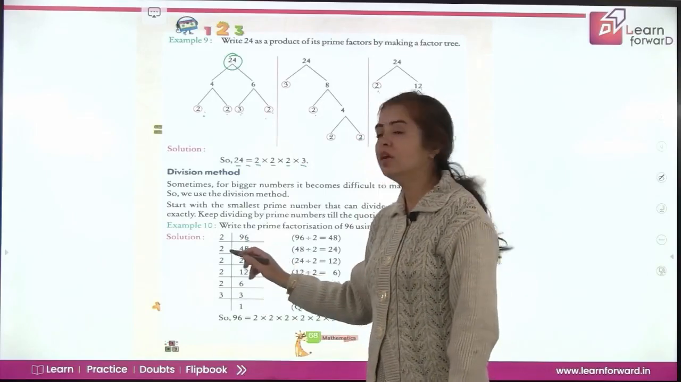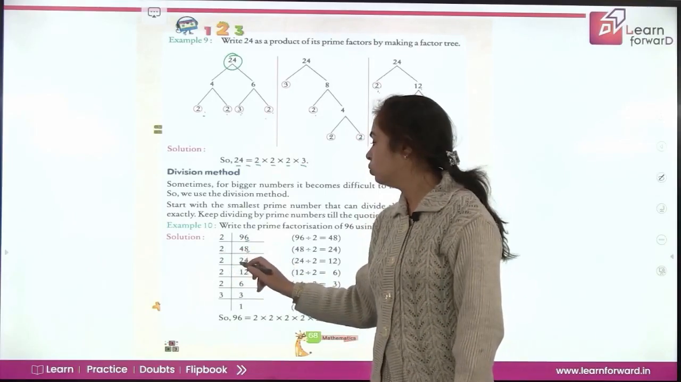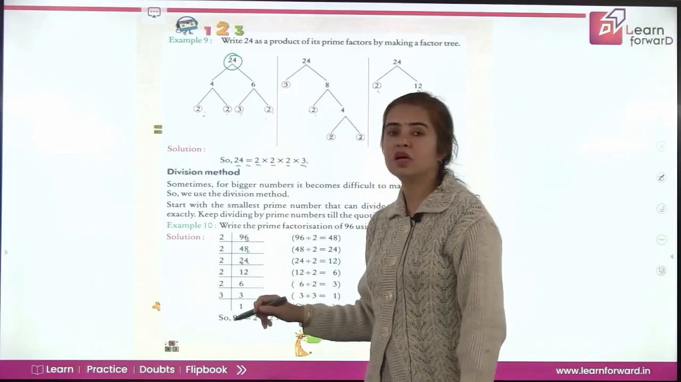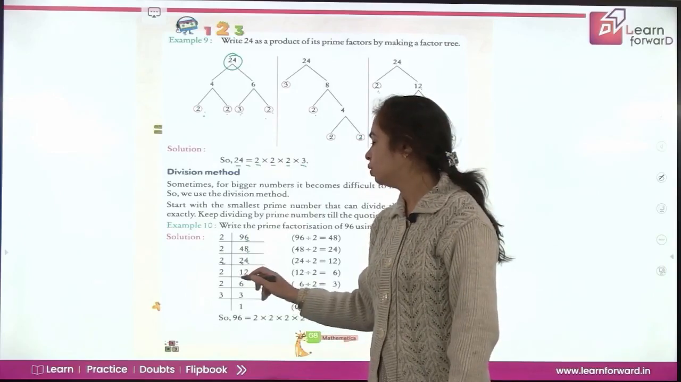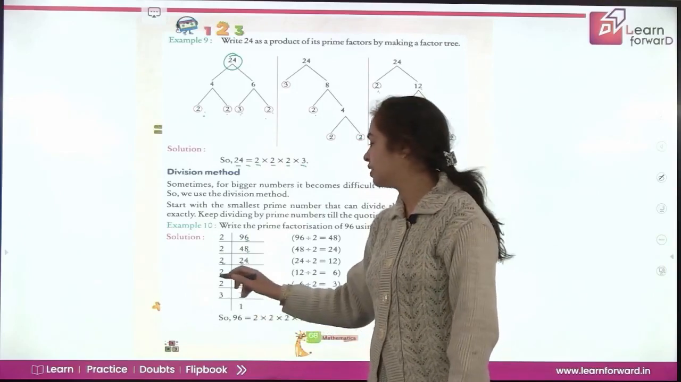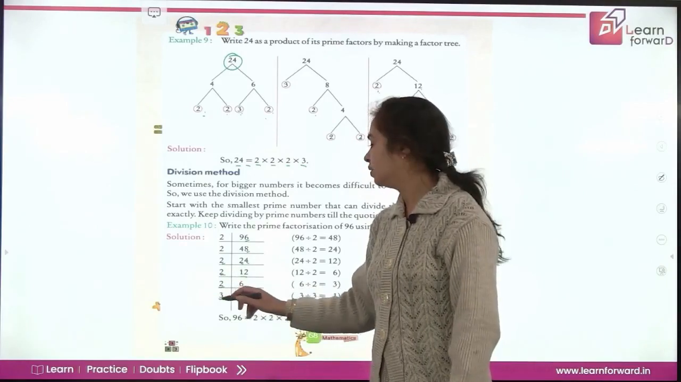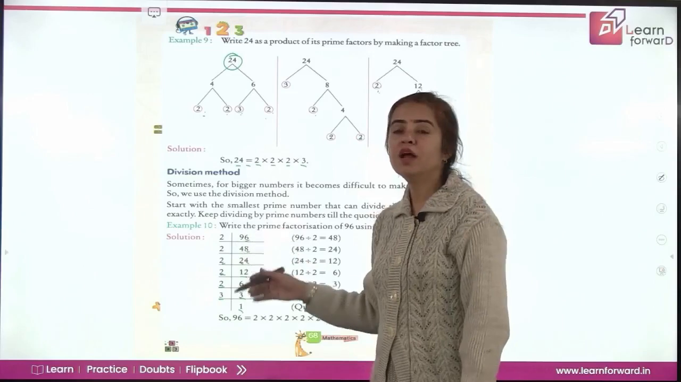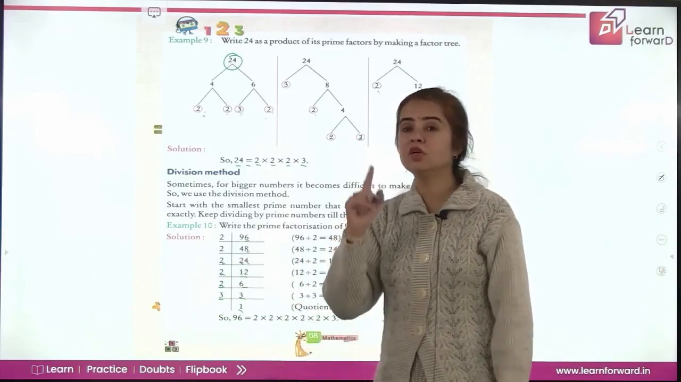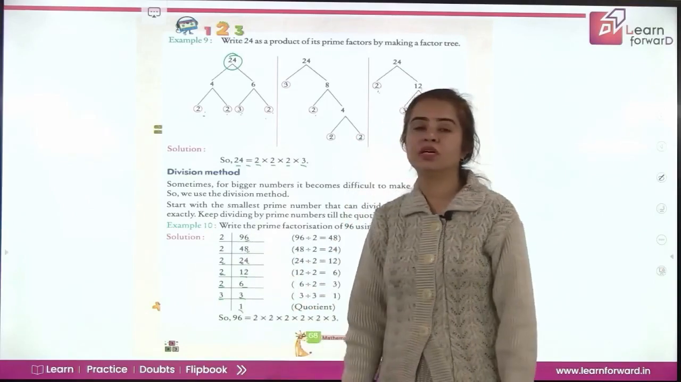Again it is even, so divide by 2 again. 2 2s are 4, 2 4s are 8. Again 2 12s are 24. Next again 2 6s are 12, 2 3s are 12 and 3 1s are 3. So we will continue with this process till you get 1 as the quotient at the end.